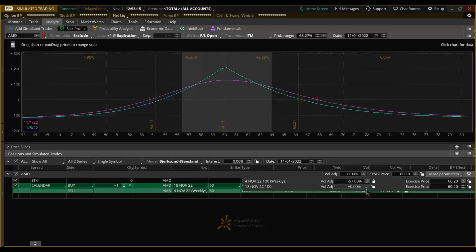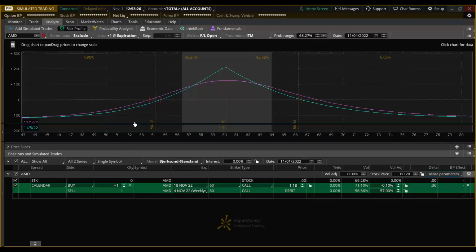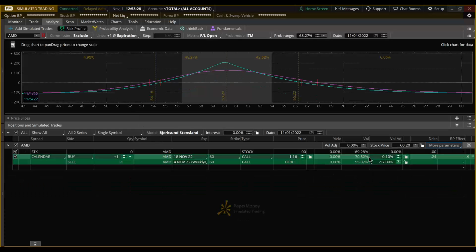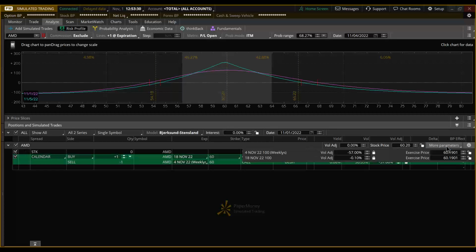My longs are also going to lose IV, so I want to make this a negative number. I'm using the minus button here. Let's see, can I see that? It's hard to see for some reason. It's not showing up very well. There, it looks a little bit better.